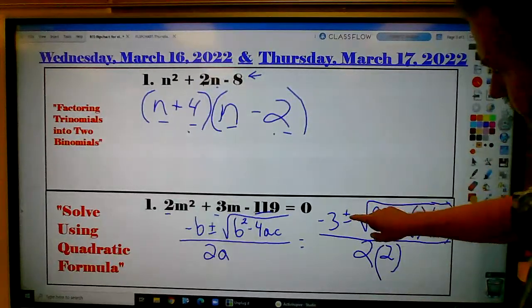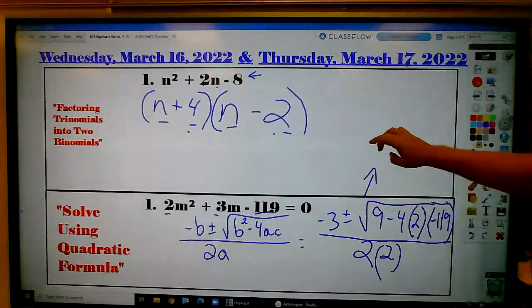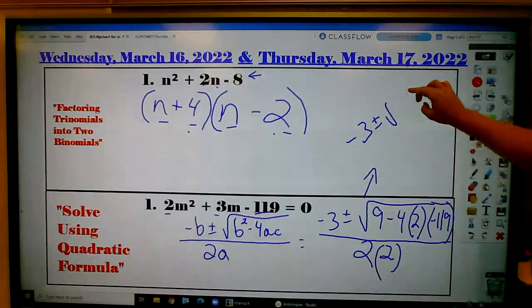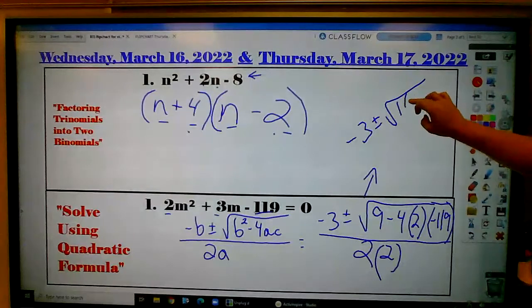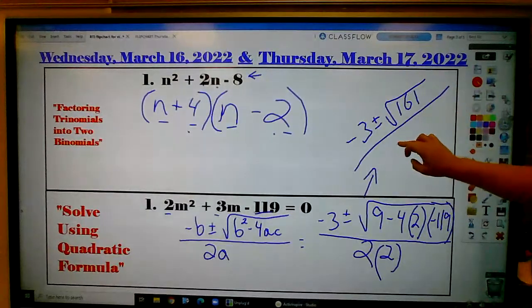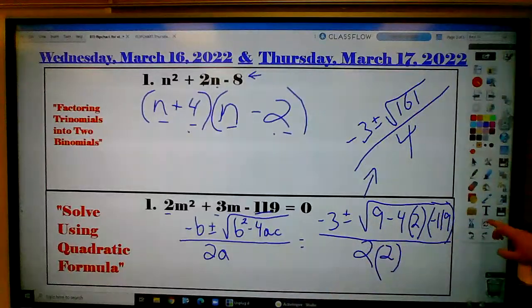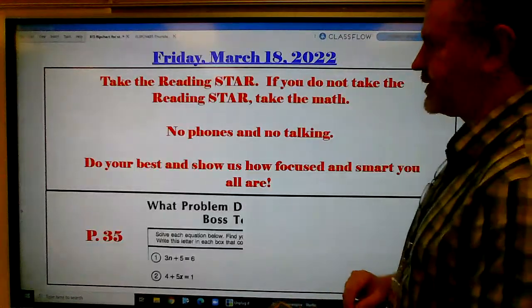So our final answer to this ends up being, I'm going to put it up here just for simplicity's sake, -3 plus or minus the square root of 161 over 4. And done. That's number 1 there. All right, one more page here and we're almost done.